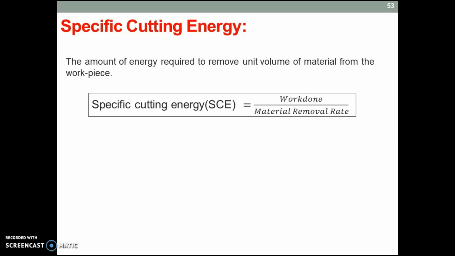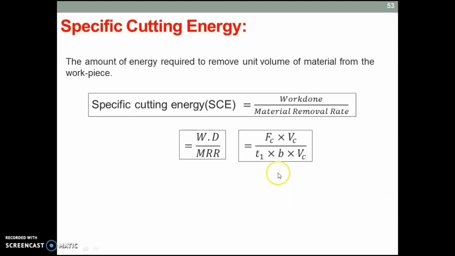Normally, in any machining project or machining work, the first output we calculate is MRR. What is the MRR of the machining process? Whether the MRR is high or low. What is MRR? Material removal rate means volume of material removed per time, per second or per minute, how much volume of material you can remove from the process. If we divide the work done by that, we will get the specific cutting energy. So work done divided by MRR. And what is MRR? Volume of material divided by time.